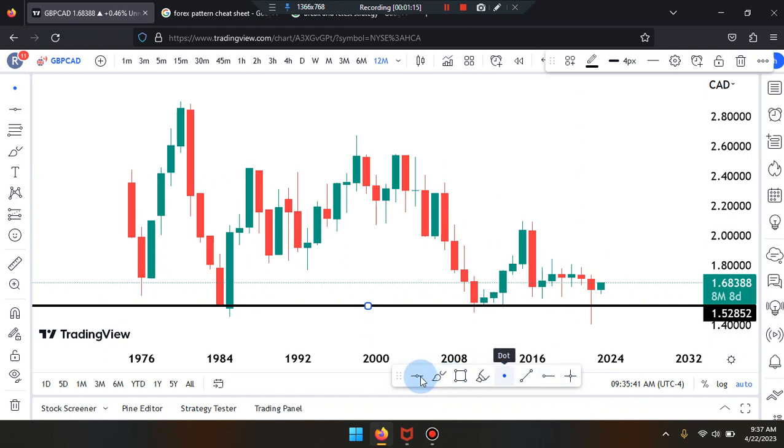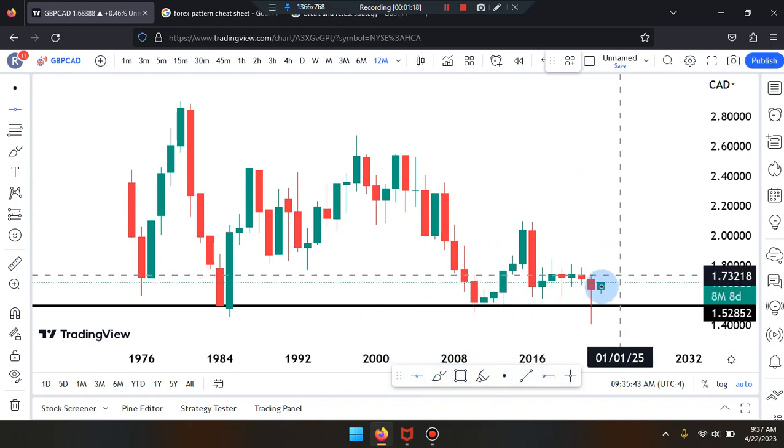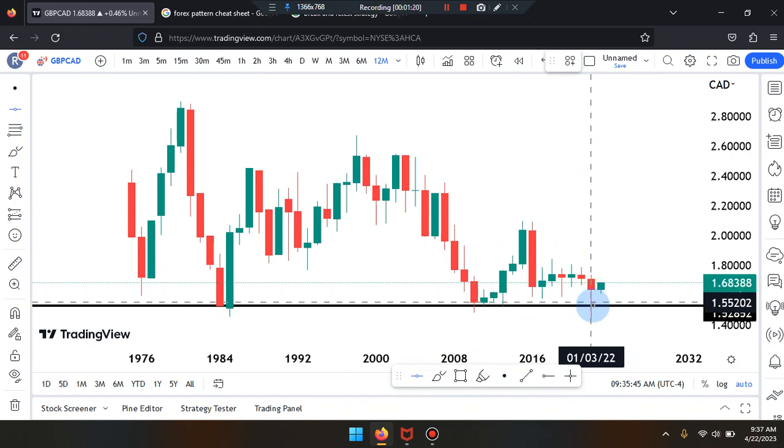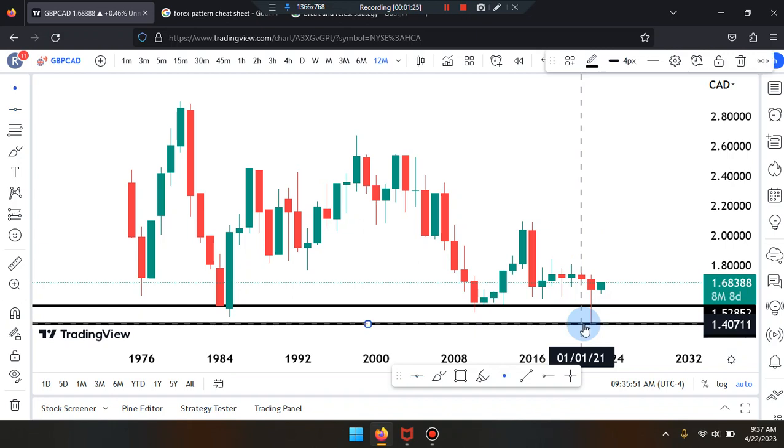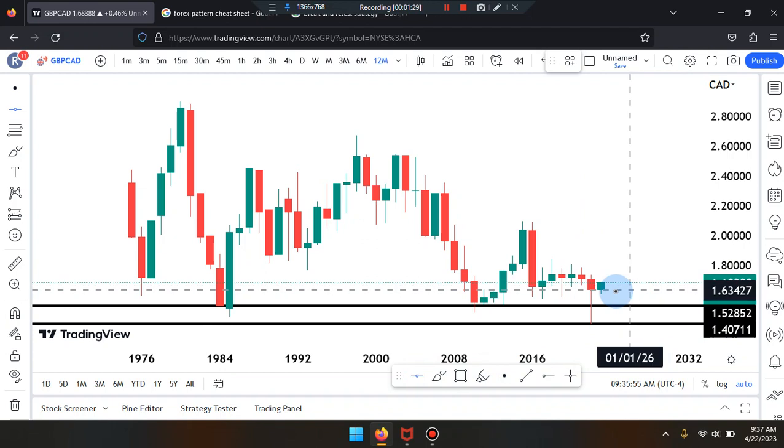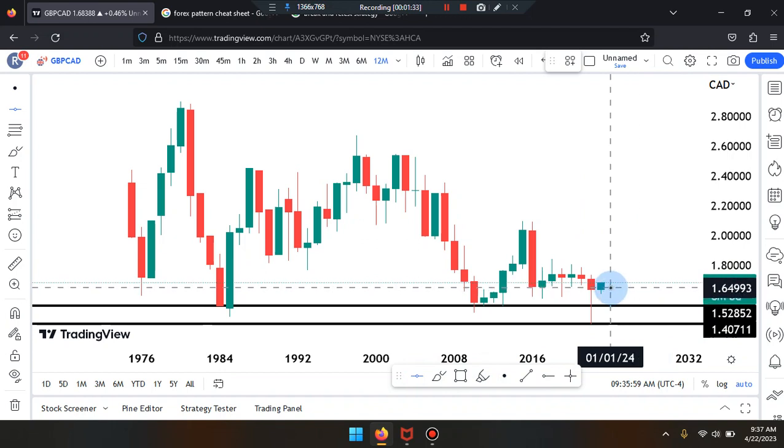If it drops down lower than that, then that means the market is coming down to the second to last candle wick, which would be near the numbers of 1.40711. And if price action pushes up, we're looking for a breakout of the second to last candle wick, which would be at 1.73218.